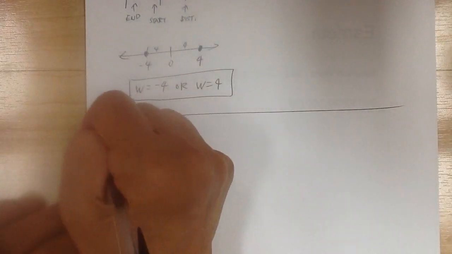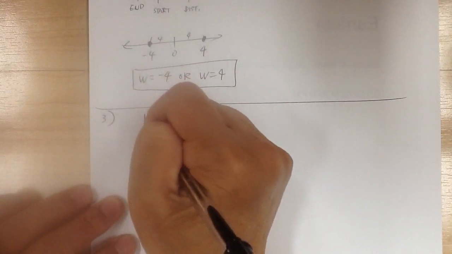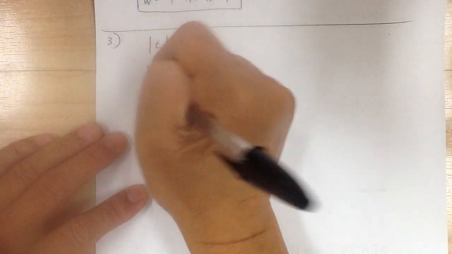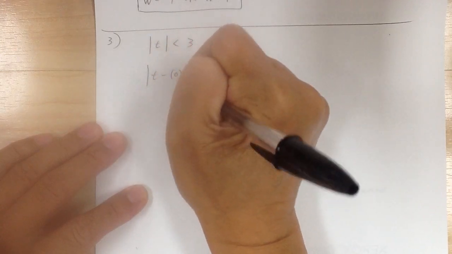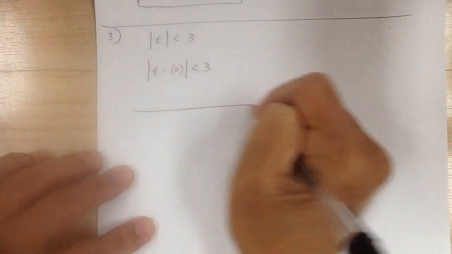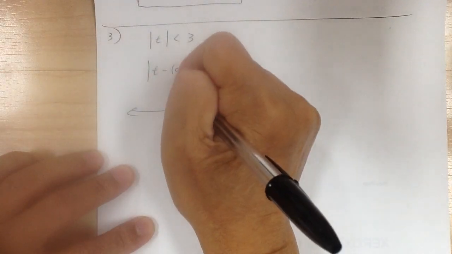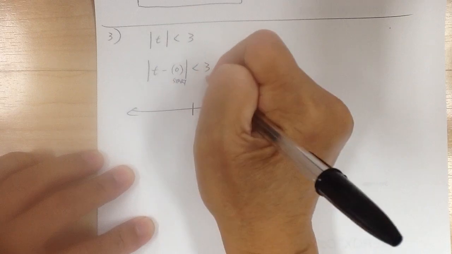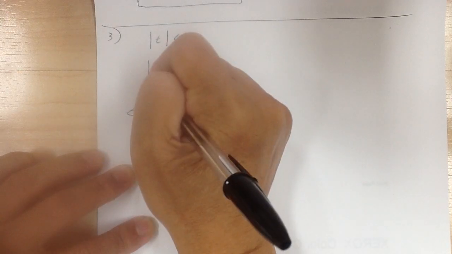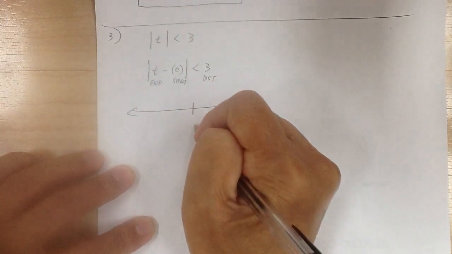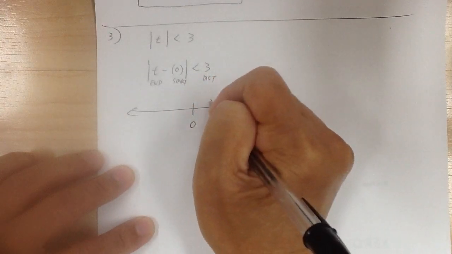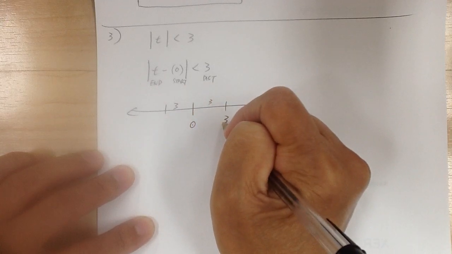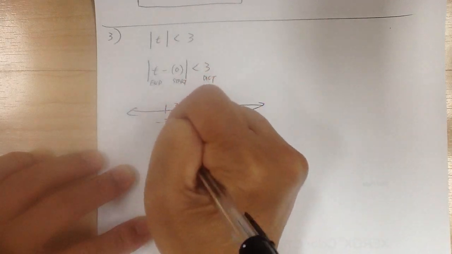Okay, let's go to number 3. Absolute value of T is less than 3. So again, put it in the proper format. So here's your starting point, and here's your distance, and this is your end point. So starting point is 0. Distance is 3, so you have to go 3 this way, go 3 this way. So 0 going 3 this way gives you 3. 0 going this way gives you negative 3.